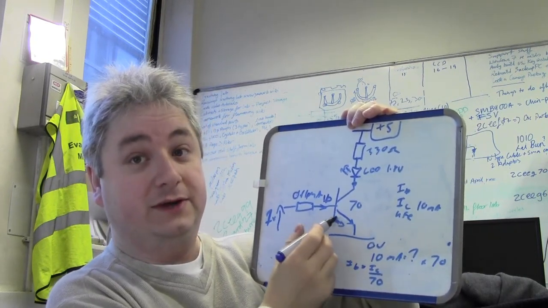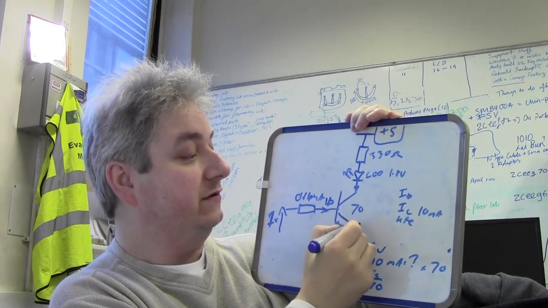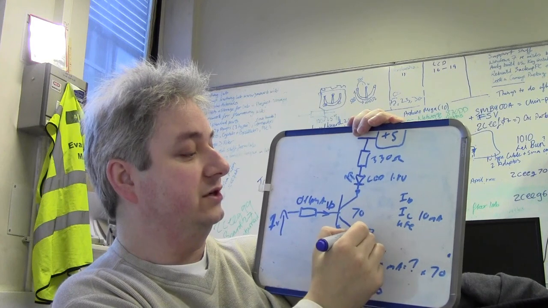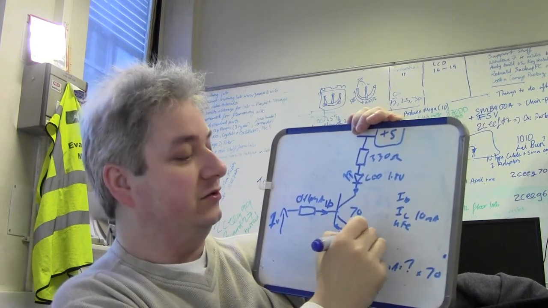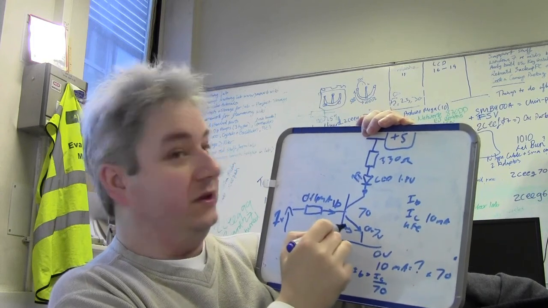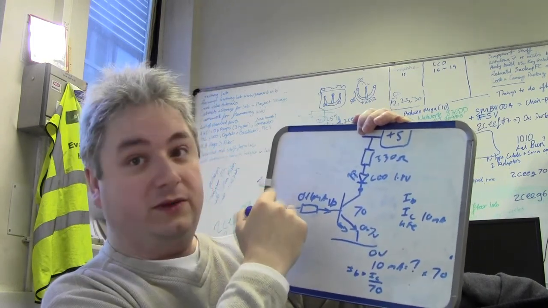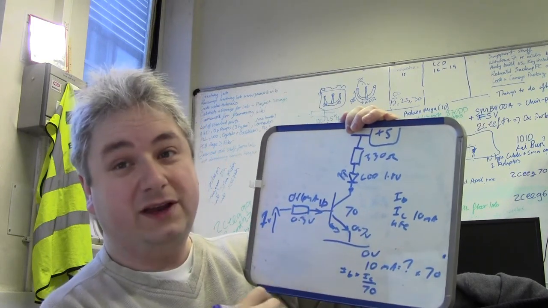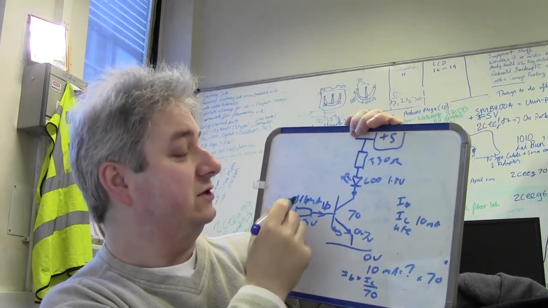Down here we do get our base emitter drop, and that's generally for a silicon BJT, bog standard transistor, about 0.7 volts. So 0.7 volts drop across here. We've got our 1 volt input. That means we're going to have 0.3 volts roughly across our base resistor.